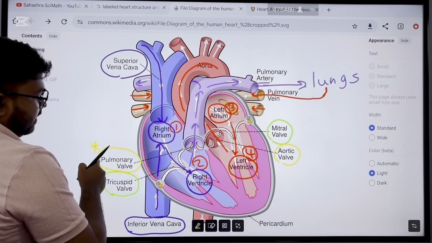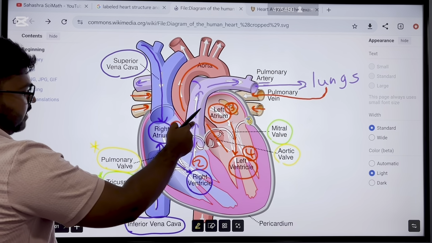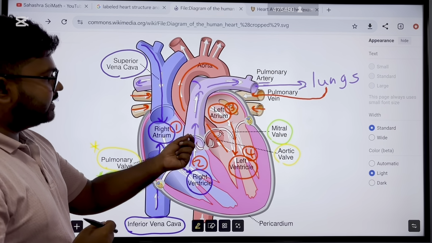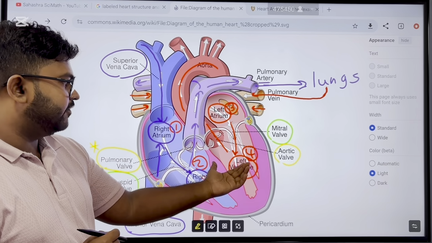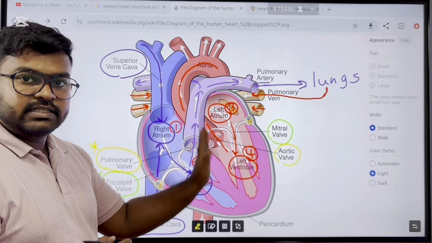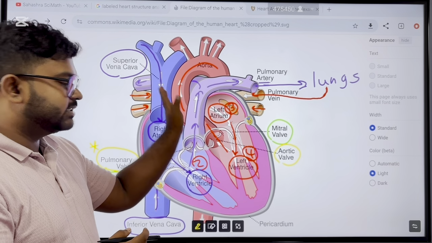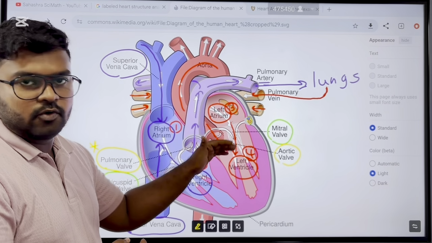Here there is the pulmonary valve between the pulmonary artery and the right ventricle. Here there is the aortic valve between the aorta and the left ventricle. So what is the function? It maintains the unidirectional flow and it prevents backflow of blood.